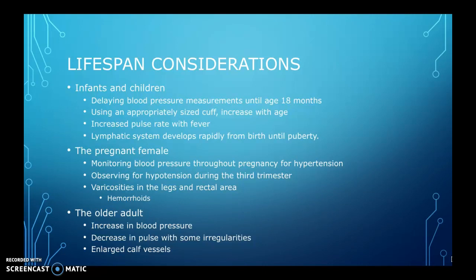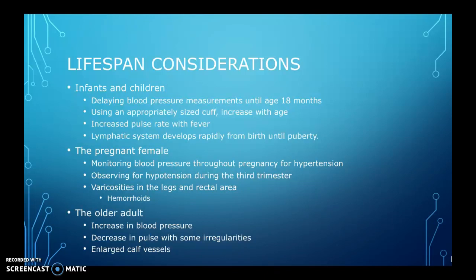With a pregnant female, we are going to monitor blood pressure very closely for hypertension and any potential problems from that. Observing for any hypotension or low blood pressure during the third trimester. And the varicosities in the legs and the rectal area, because of the extra weight and pressure of the full uterus and the baby, hemorrhoids are common, and also varicose veins in lower legs are common with a pregnant female.